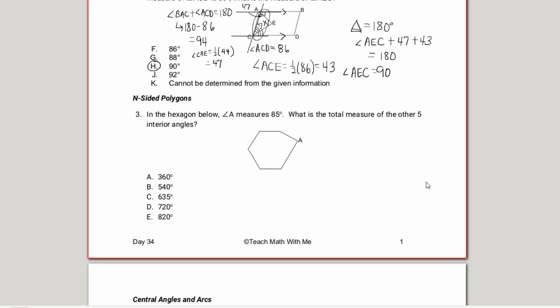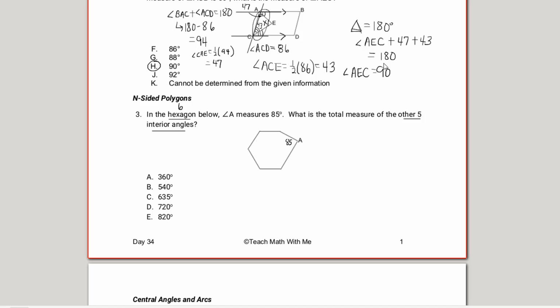Now let's look at a question related to N-sided polygons. It says in the hexagon below, and when we see hexagon, we should think a 6-sided figure. Angle A measures 85. I'm going to go ahead and label that. What is the total measure of the other 5 interior angles? Interior angles, we're talking about these angles inside the hexagon, okay?